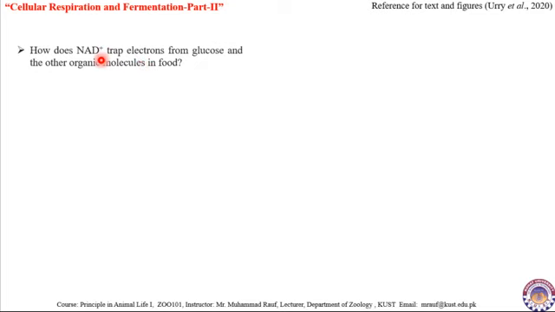Now, how does NAD+ trap electrons from glucose and the other organic molecules in food? Okay, so we know that NAD+ in its reduced form converts to NADH, and NADH carries high energy electrons. So how are these electrons actually transferred from the organic food or organic fuel to the NAD+?